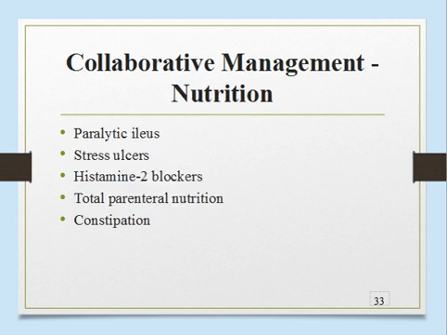The other thing for nutrition is you often, with spinal cord injuries, have paralytic ileus and the inability of the small intestine and large intestine to function. Some parts of it just shut down. Stress ulcers, you might want to consider histamine 2 blockers, total parenteral nutrition if the GI tract continues to have an ileus, and constipation is always an issue with spinal cord injuries.